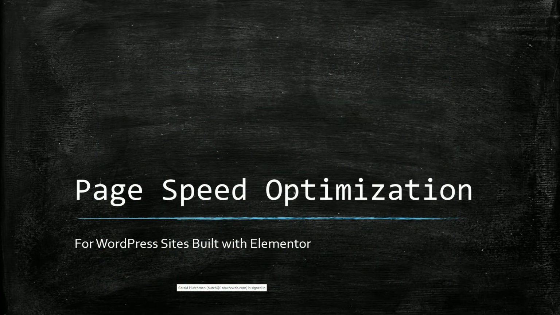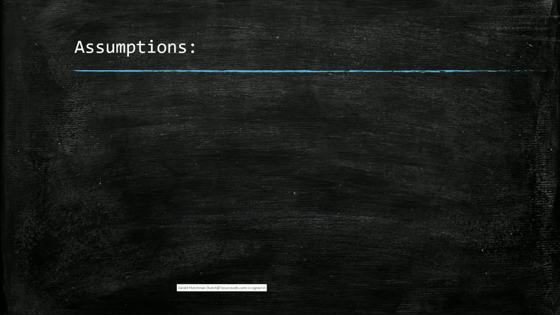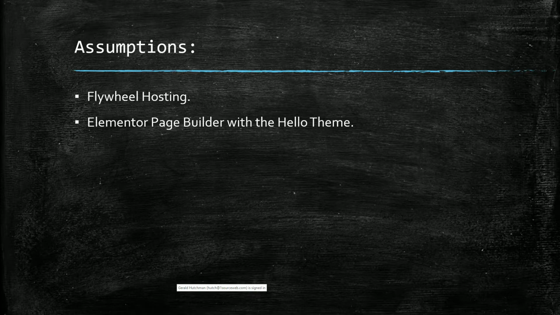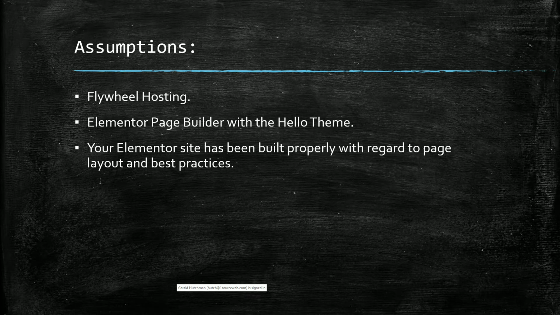So we'll dive right in here. There's a couple of assumptions that I'm going to be making with regard to this, and they are as follows. I'm using Flywheel hosting. If you're using a different host, there may be some differences that aren't going to be set up quite the same way, but I'm using Flywheel hosting. I'm using Elementor Page Builder with the Hello theme. Okay. I'm assuming that your Elementor site has been built properly with regard to page layout and best practices.